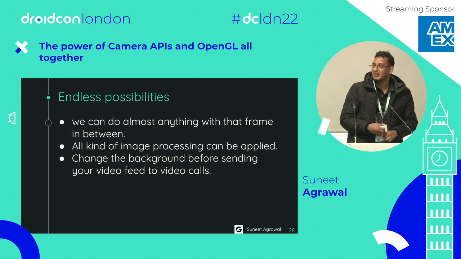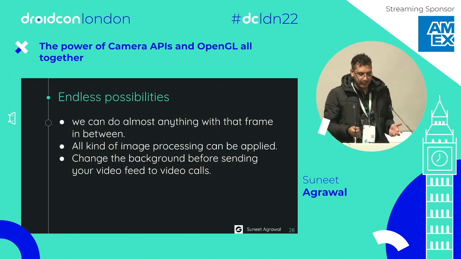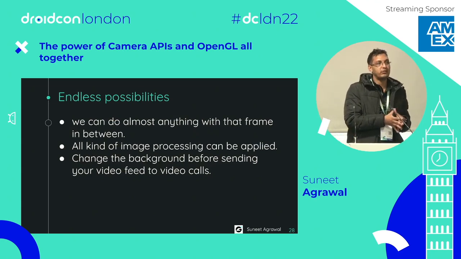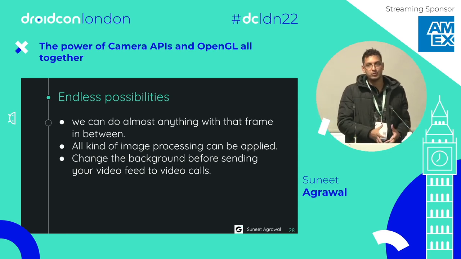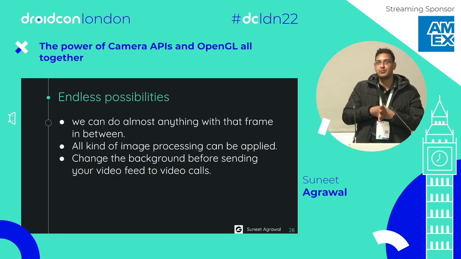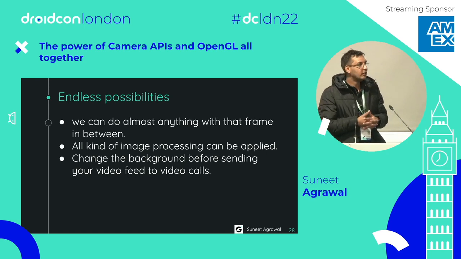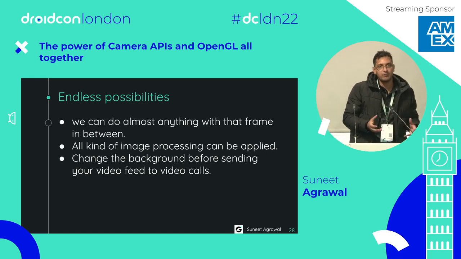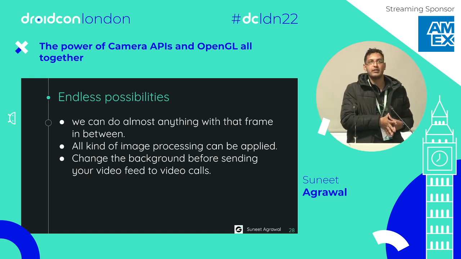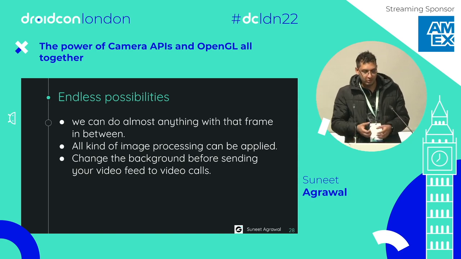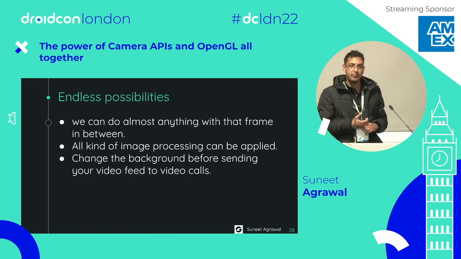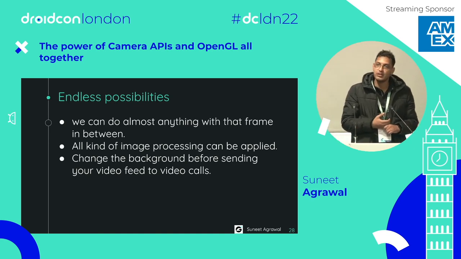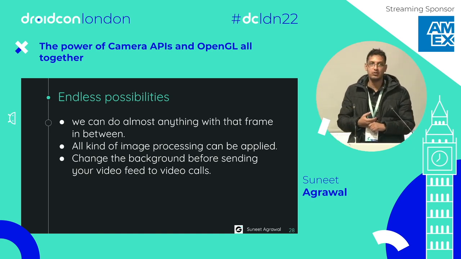Now think about the possibilities. The possibilities are endless. When you get complete control of all the camera frames, you can do anything that you want, whatever your use case is. It's just that you need to write it and put it in the right shape, right? So think about any use case where you're getting frames from the camera; you just need to manipulate them. All kinds of image processing are possible. You can change the background, you can change the video feed, you can record it, you can save it, you can do anything.